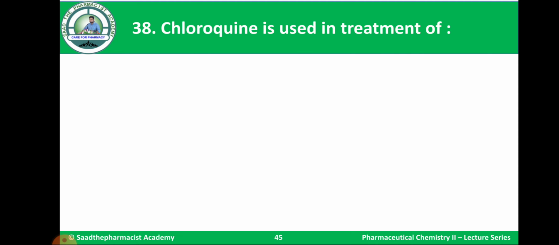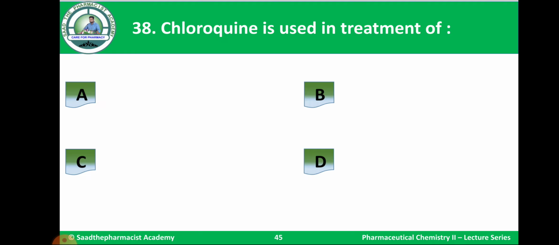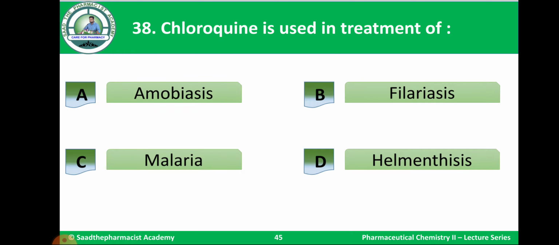Question number 38. Chloroquine is used in treatment of a. And the options for this question are A. amoebiasis, B. filariasis, C. malaria, and D. helminthiasis. The correct answer for this question is malaria.